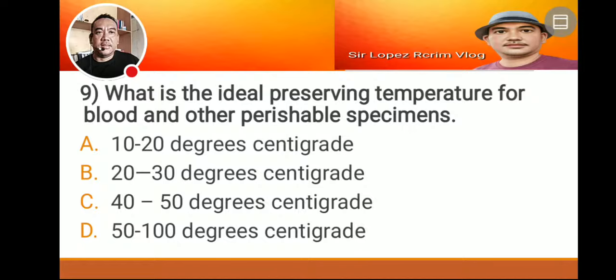What is the ideal preserving temperature for blood and other perishable specimens? Letter A, 10 to 20 degrees centigrade. Letter B, 20 to 30 degrees centigrade. Letter C, 40 to 50 degrees centigrade. Or letter D, 50 to 100 degrees centigrade.